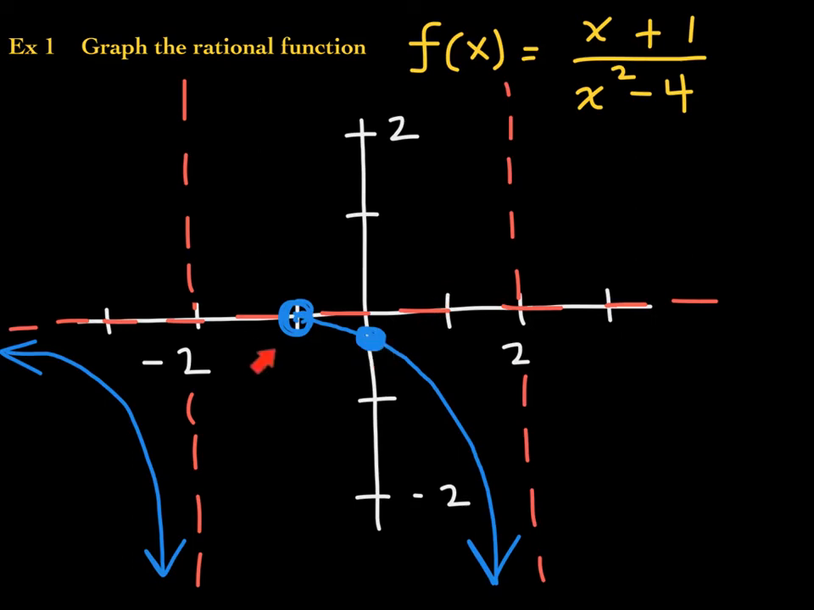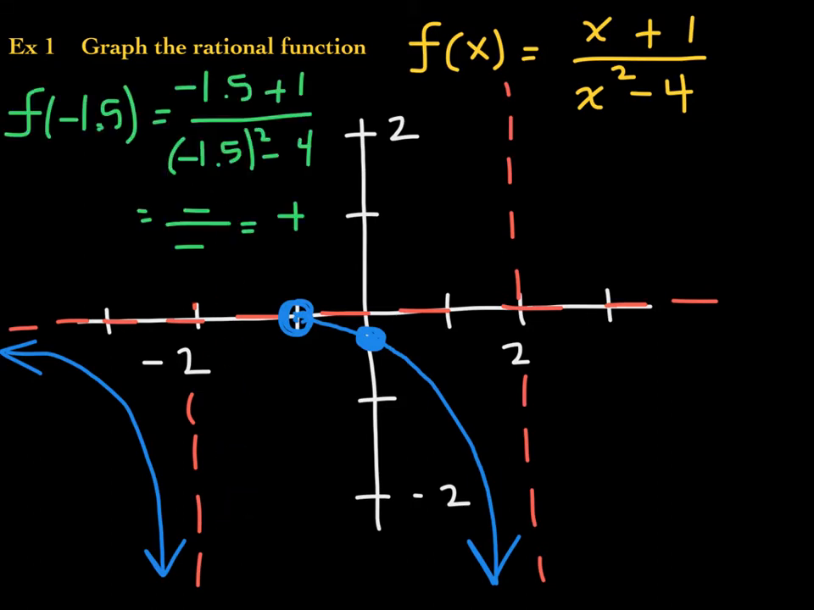To the left of the x-intercept, though, I need to know, do I go up here or do I go down like this? So let's plug in a number between -2 and -1. So let's plug in -1.5 and see if I'm positive or if I'm negative.